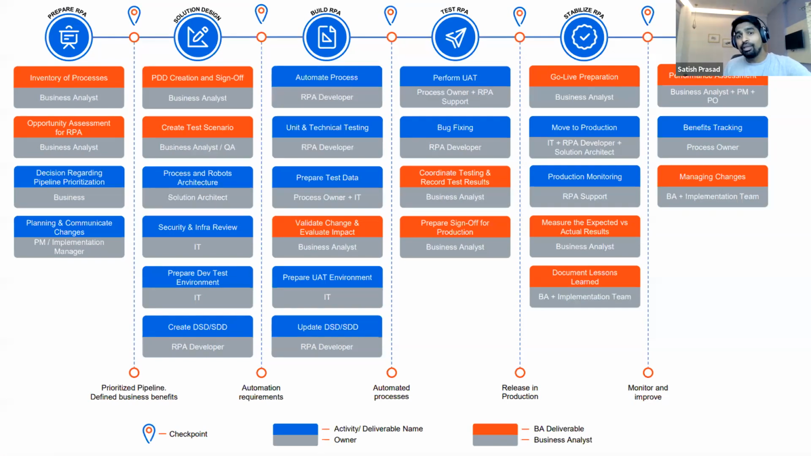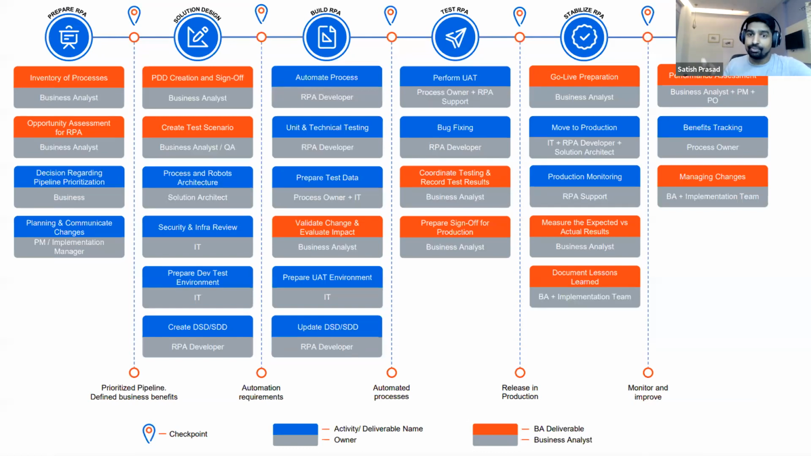We talk about how many processes need to be automated. We talk about whether we can automate the process or not, right? Those kinds of things will be discussed in the prepare RPA phase. And the folks who will be responsible for those: we have a business analyst who will be responsible for maintaining the inventory of the processes that need to be automated, right? He'll be calculating the assessment for all of those processes, and he'll give a score on the basis of certain criteria, that, right, out of these 40 processes, only 10 can be automated and 10 cannot be automated.